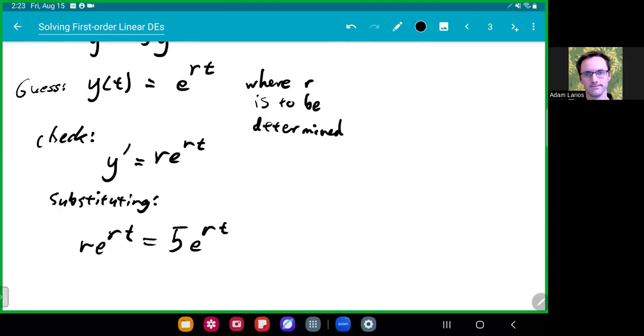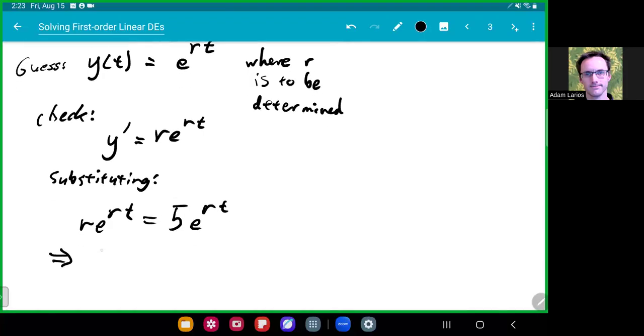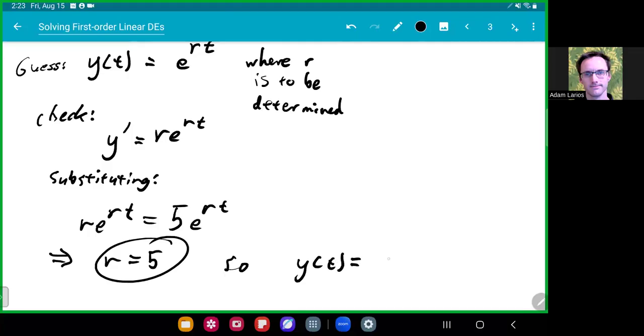And if you want, you can divide through by e to the rt, which is never 0. Or just compare. In either case, you get r is equal to 5. So y of t is equal to e to the 5t is a solution. Okay. Nothing too earth-shattering there.